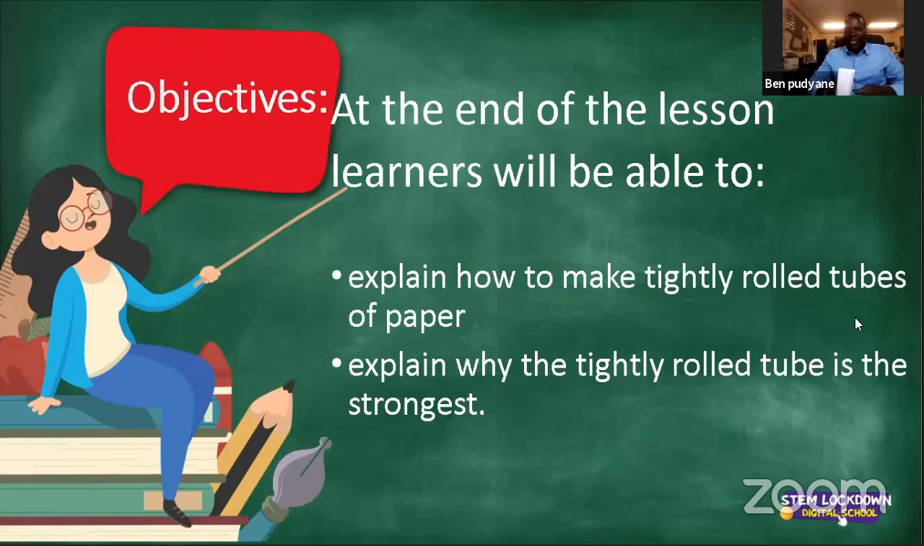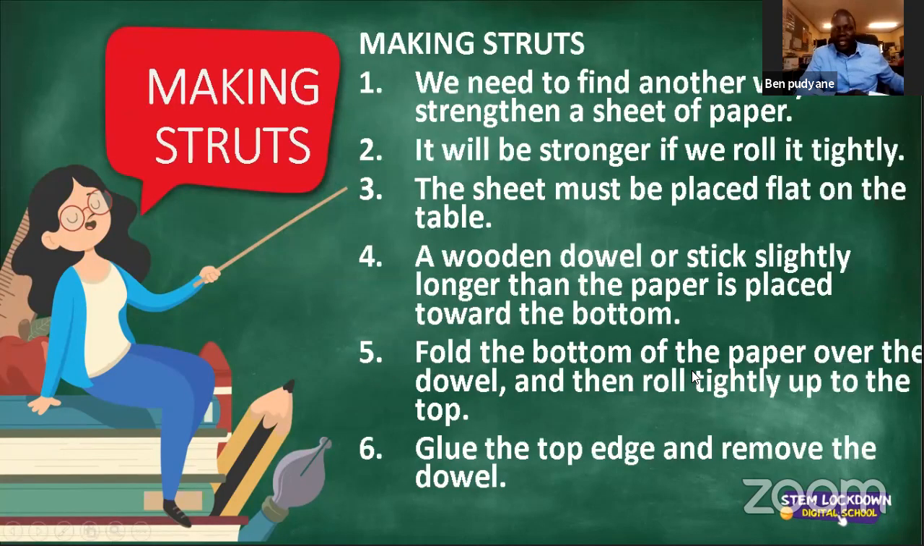Now we are continuing today. At the end of this lesson, you must be able to explain how to make a tightly rolled tube of paper. You must be able to explain why the tightly rolled tube is the strongest. Yes, we did measure the strength of the 3, but today we are going to do the tightly rolled one. We can go to the next slide and see what it holds for us. Those are our 2 objectives.